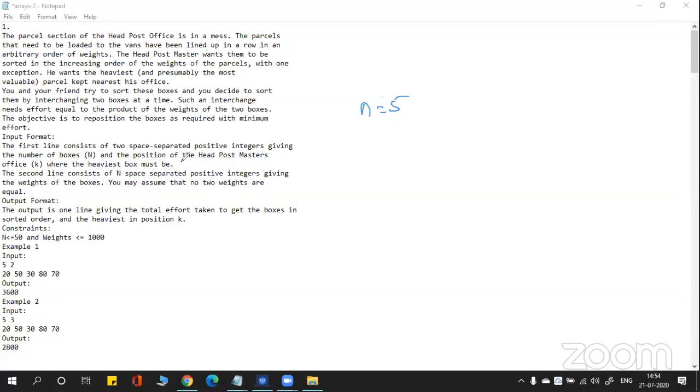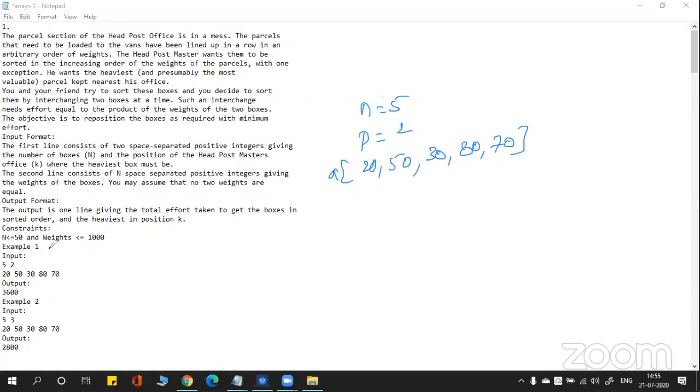Next, the position of the head postmaster's office. So P is equal to 2. So at the second position there is a post office. Now the second line consists of n space separated positive integers, giving the weights of the boxes. Let me take that in an array: 20, 50, 30, 80, and 70.